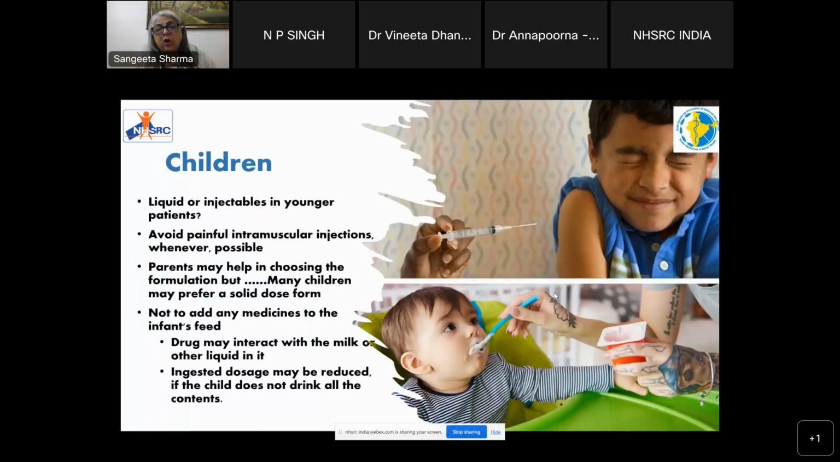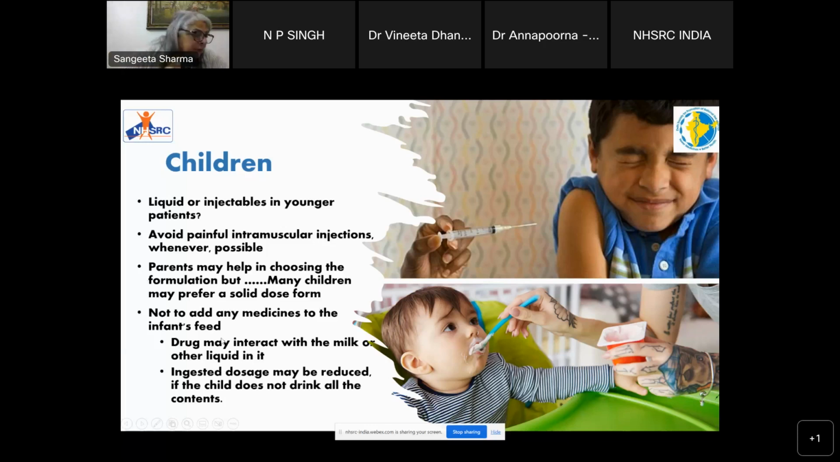Now, which dosage form should you choose, liquid or injectables? Both of them have their own issues and advantages. Children generally don't like injections, so avoid them as much as possible. But at the same time, many of us think that if it is a child, they will not be able to take oral solid dose forms. This may be wrong, so parents are the right people. They can help you in selecting a formulation. Many children, even 7 or 8 year old children, may prefer a solid dose form, so you must explore that. Just don't go by assumption.